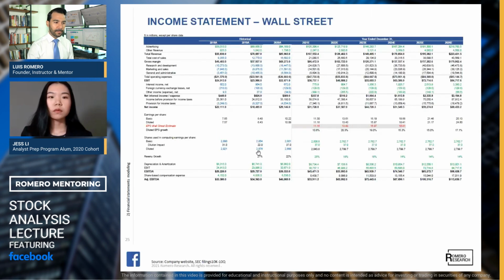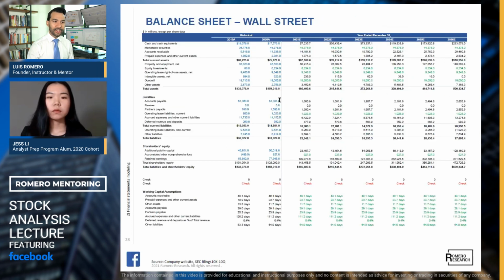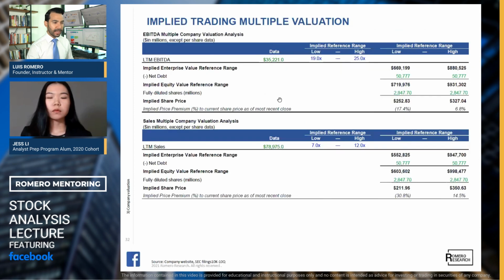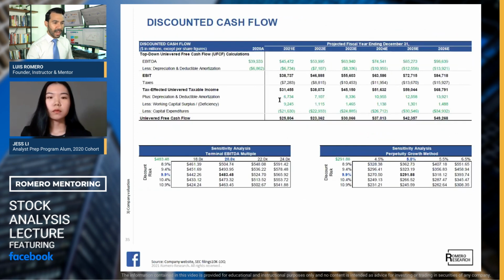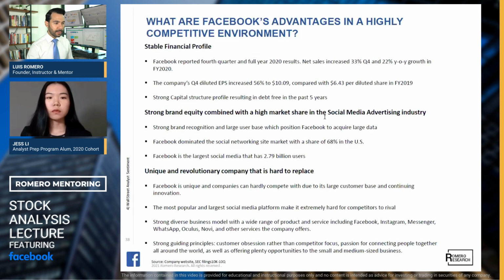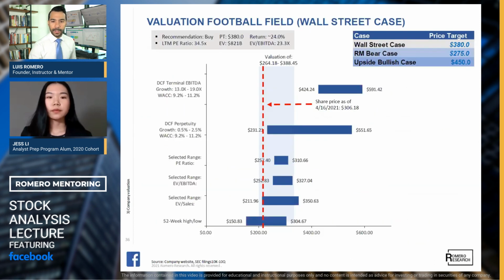Here's the income statement, the margins and her assumptions, the balance sheet, the cash flow statement. Then valuation, comparable analysis, precedent transactions, DCF, her football field, and then her investment thesis. Good, good. So let's pull up the chart here.